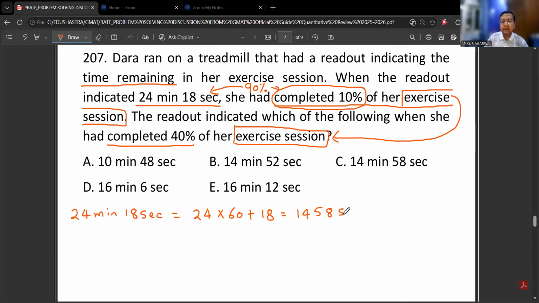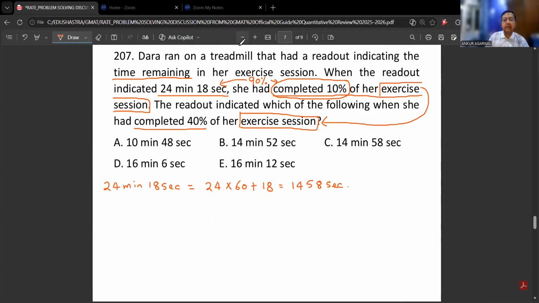1,458 seconds, right? So this is my total time left, because this is showing readout time. And if this is the readout time left, what is this time representing?